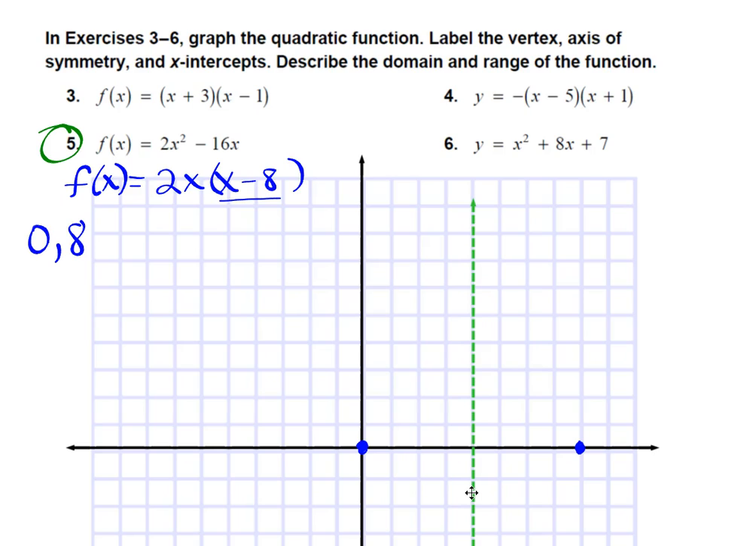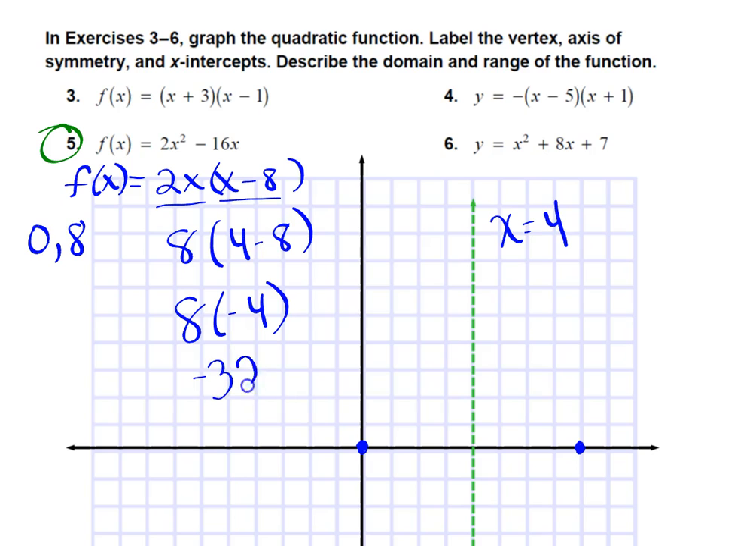So that's where my line is, but where on the line, what do I do with that x equals 4 information? Plug it in. So what is 2 times 4? 8. And 4 minus 8 is -4, so 8 times negative 4 is negative 32.